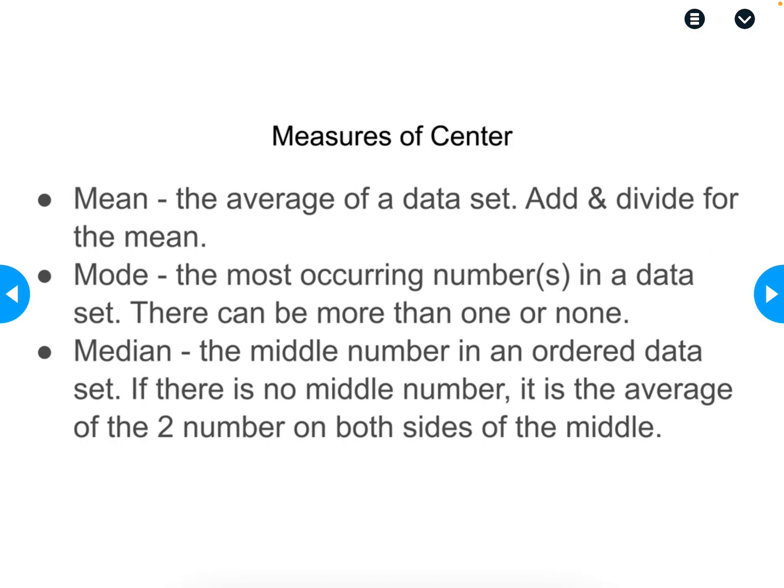The mode is the most occurring number in a data set. Mode and most both have four letters and begin with an MO. Something to keep in mind is that there can be more than one mode or there can be no mode. And lastly, the median is the middle number in an ordered set of data. If there's no middle number, we take the two numbers on the edge of the median, add them together and divide by 2. We find the mean of the two medians.